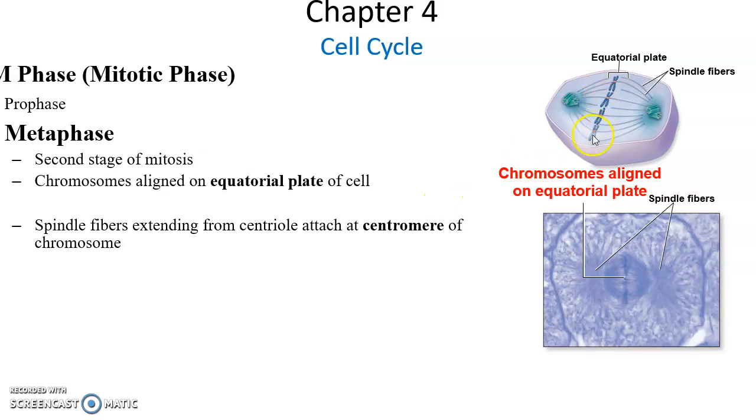Metaphase. During metaphase, the chromosomes line up in a row along the equatorial plane. So you see it pretty much lining up in a row in the equatorial plane. The spindle fibers stretching from the centrioles will reach the chromosomes and attach to the centromeres. So the spindle fibers attach to the centromeres of the chromosomes during metaphase.